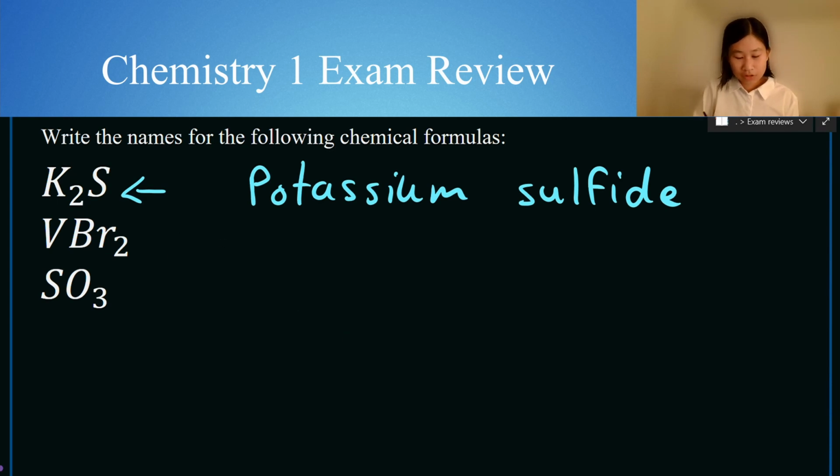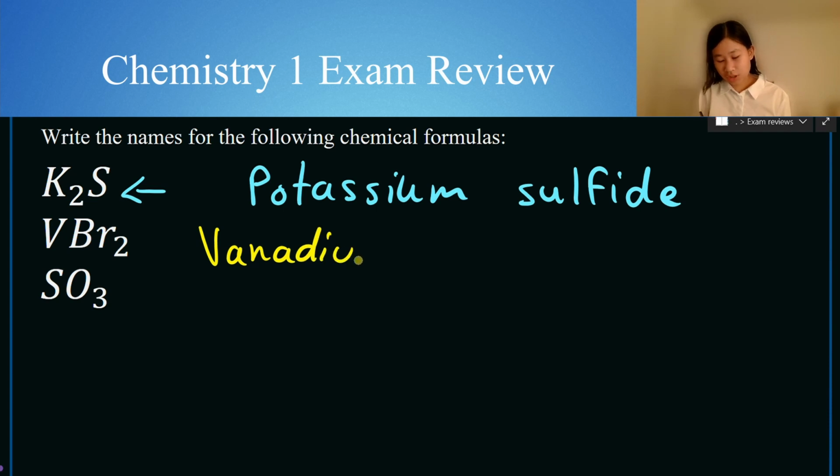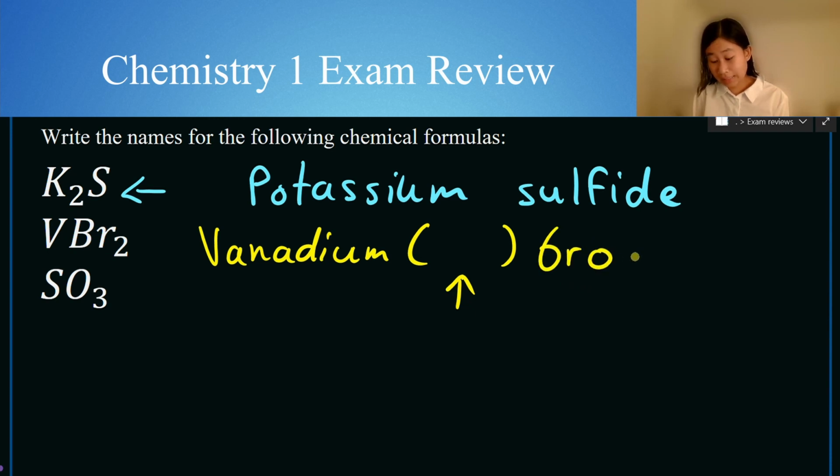Let's do another one. Next we have VBr2. What is V? V is vanadium, and vanadium is a transition metal. Therefore, we need to use parentheses in which the Roman numeral of the charge of vanadium will be placed. Let's go on, though, before we find that. The second part of this compound is Br2. Br is bromine. When we name it, the second part of the compound is going to have that IDE ending, so it's going to become bromide.